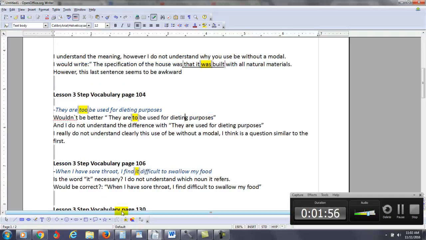It says, they are to be used for dieting purposes. Wouldn't it be better? They are to be used for dieting purposes. Yes, this is my mistake. You are correct here. You say, I do not understand the difference between they are used for dieting purposes or they are to be used for dieting purposes.